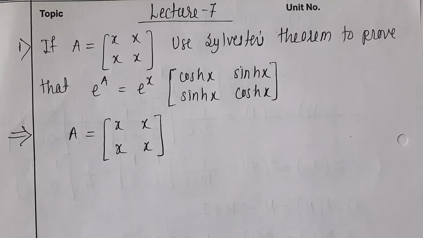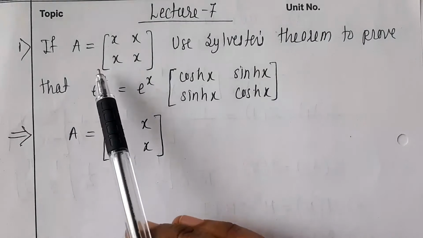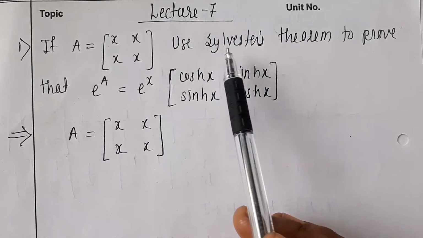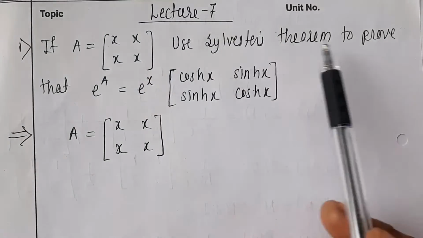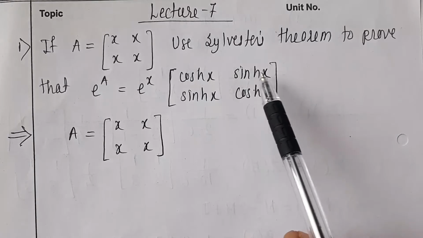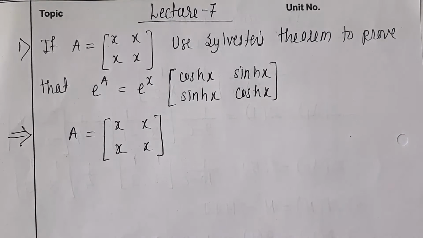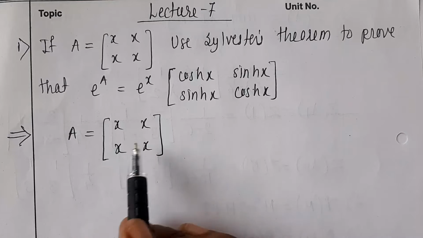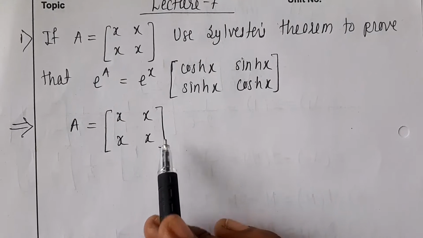Today we are going to see one more example on Sylvester theorem. So the example is, if A is equal to the matrix with all elements x, then use Sylvester theorem to prove that e to the power A is equal to e to the power x into the matrix cosh x, sinh x, sinh x and cosh x. Now the given matrix has all elements x.